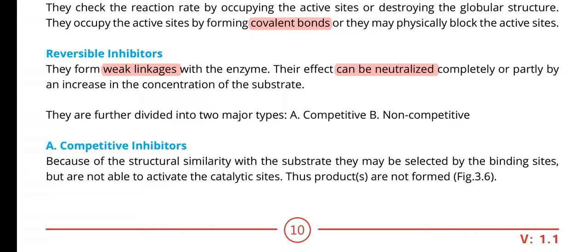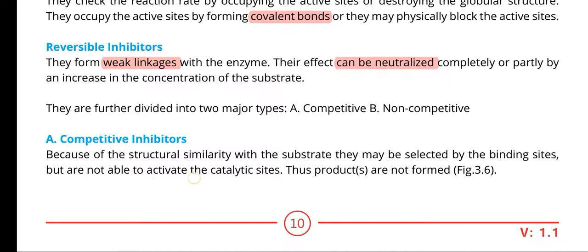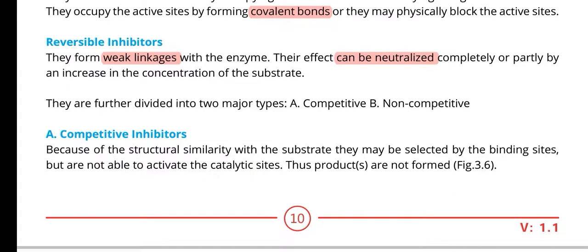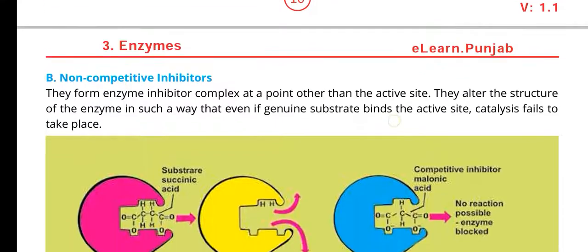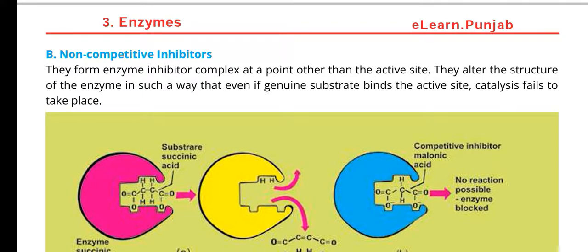Because of structural similarity with the substrate, competitive inhibitors may be selected by the binding site but are not able to activate the catalytic site. As we discussed, there are two sites of the active site, one is the binding site and one is the catalytic site. These attach to the binding site but they cannot activate the catalytic site and the product is not formed. The next is non-competitive inhibitors.